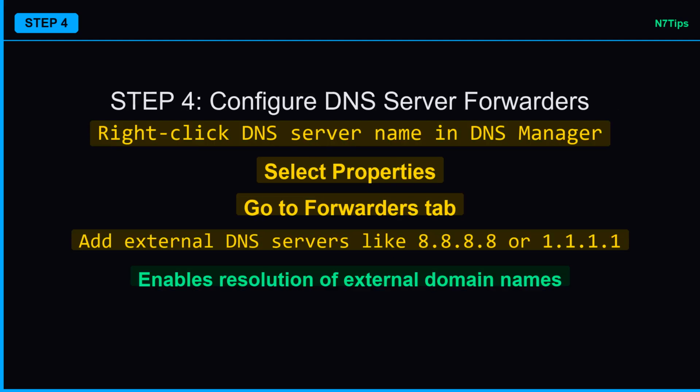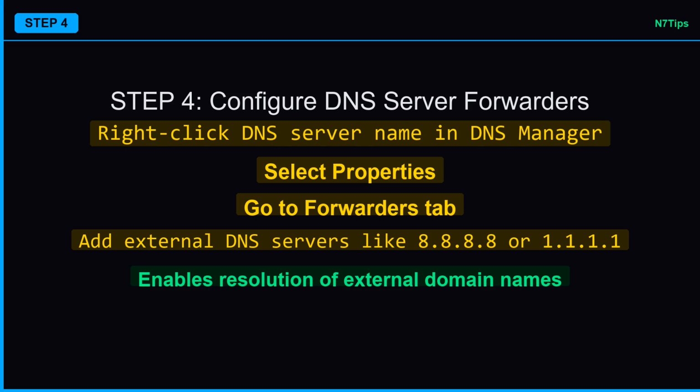Your DNS server needs to be able to resolve names outside your domain as well. Right-click on your DNS server name in the DNS Manager console and select Properties. Navigate to the Forwarders tab. This is where you specify external DNS servers that your DNS server will forward queries to when it can't resolve a name locally.